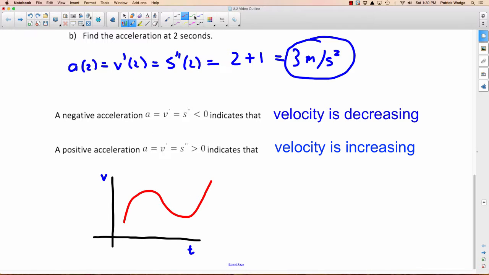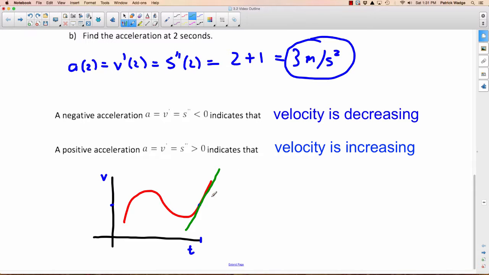So if we pick a point right here, this point right here has a certain velocity, right? At t, whatever this point is right here, it has a velocity of whatever that point is there. But say we wanted to know what the acceleration is at that point.